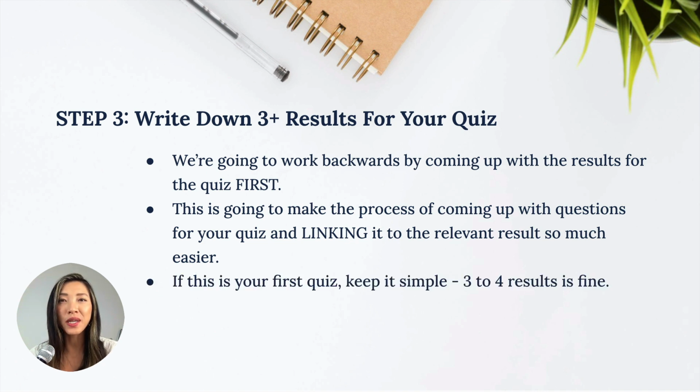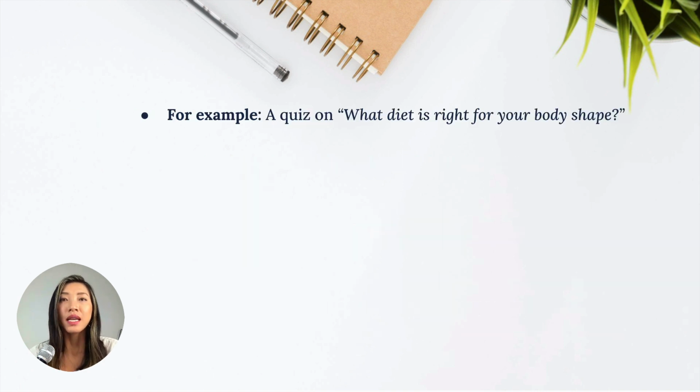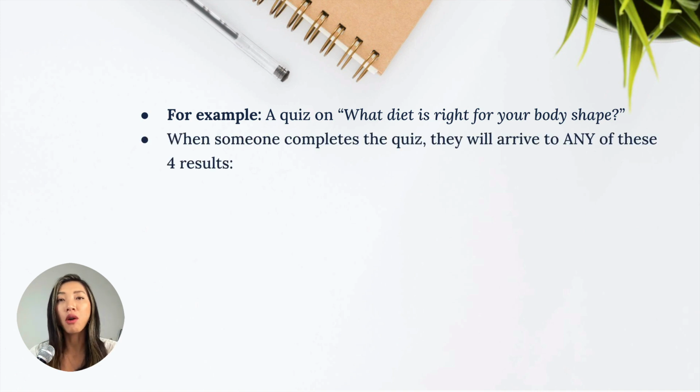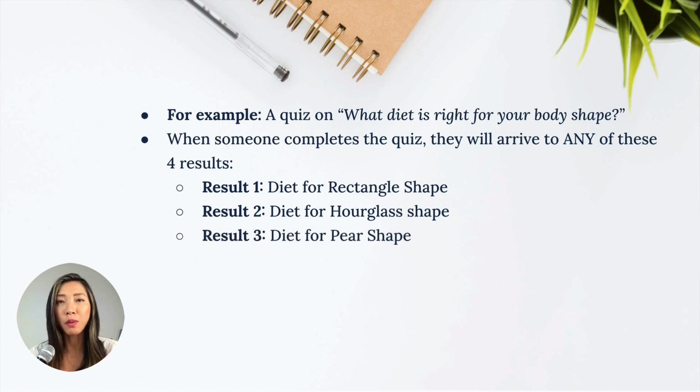If this is your first quiz, keep it simple. 3 to 4 results is fine. If your quiz topic requires more specific results, then you can add more results as well. For example, since we're going to create a quiz on what diet is right for your body shape, when someone completes the quiz, they will arrive to 4 results. You've got result number 1, diet for the rectangle shape. Result number 2, diet for the hourglass shape. Result number 3, diet for the pear shape. And result number 4, apple shape.